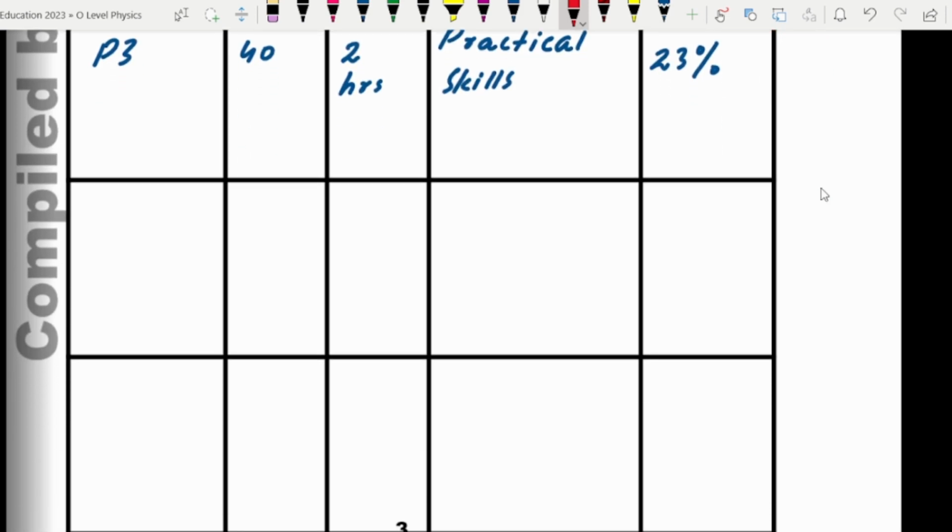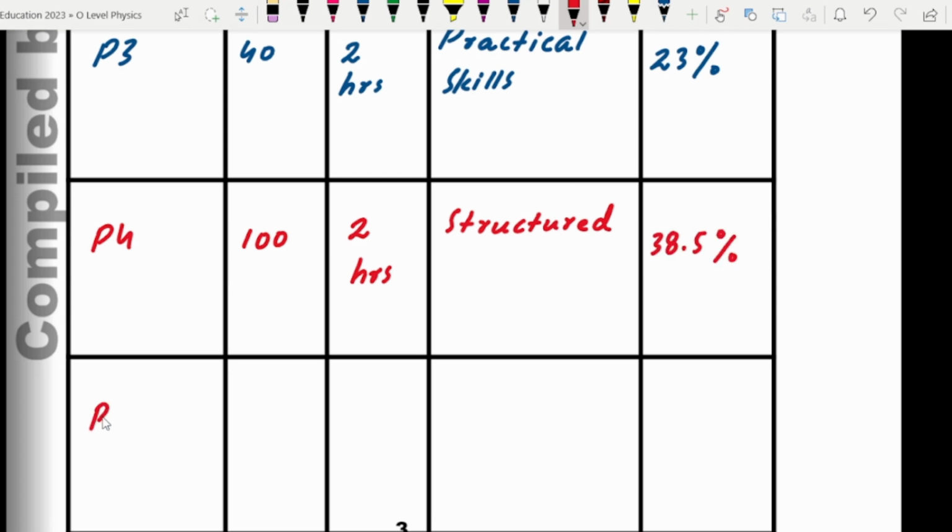Then in A2, you give the remaining 2 papers. First one, paper 4. The red ones are for A2. This one is 100 marks, and you'll have 2 hours for it. That also consists of structured questions. 38.5% of your A-level grade would be based on this one.